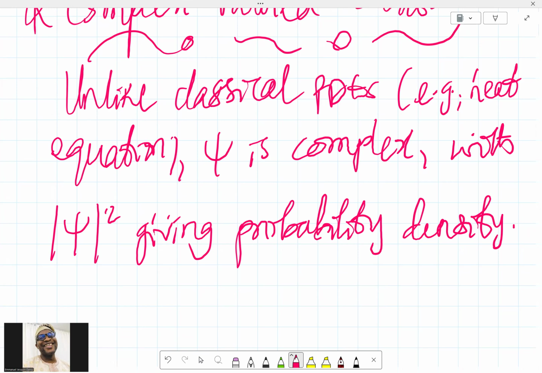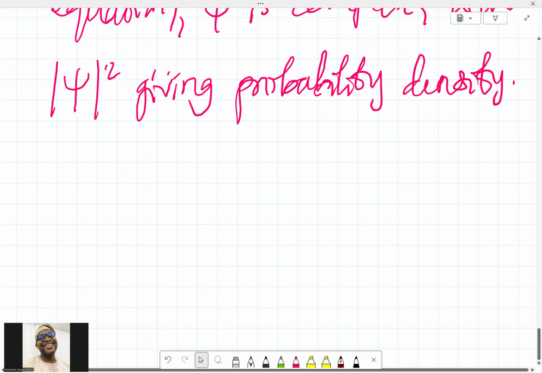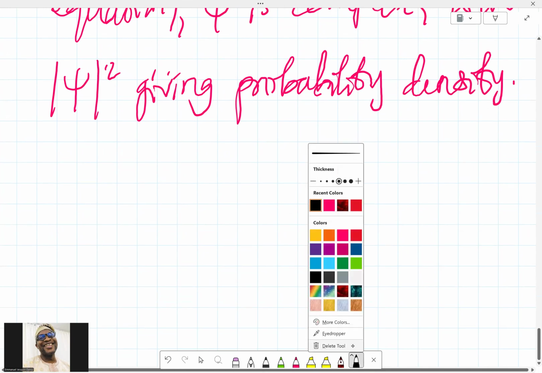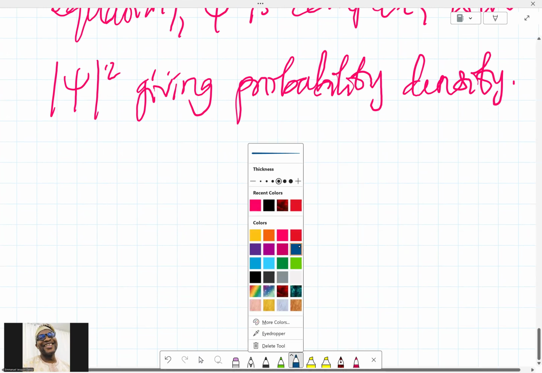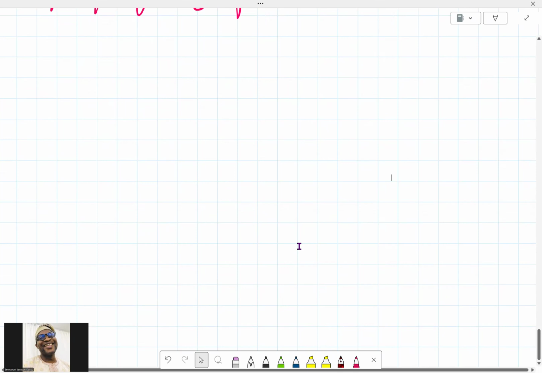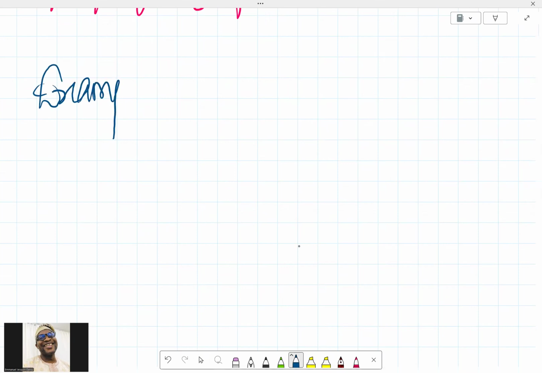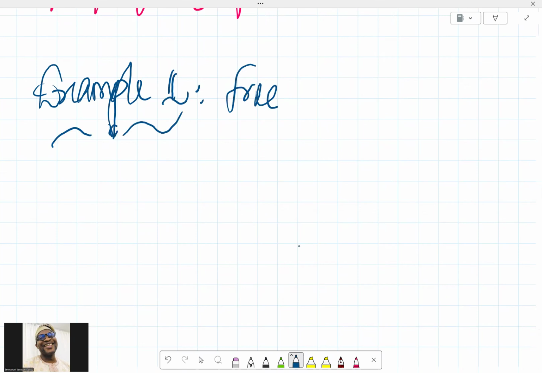So let's try some examples and see what we get. So if we shift this here, and then let's use it alongside. It's been a long time for blue. So let's go blue now. Okay, so example one. Here we are interested in a free particle in one dimension.